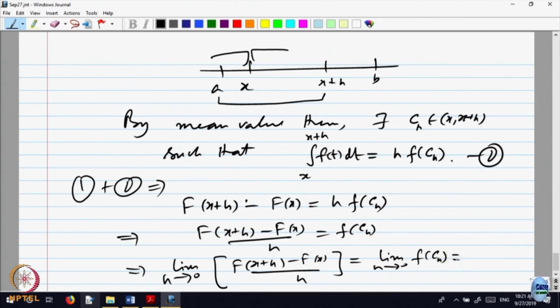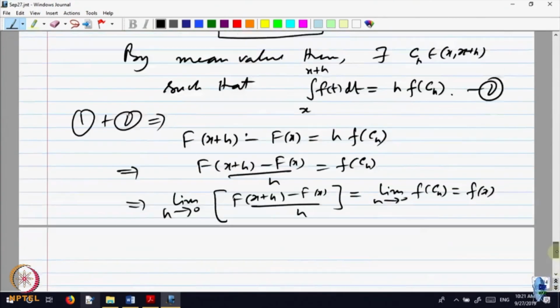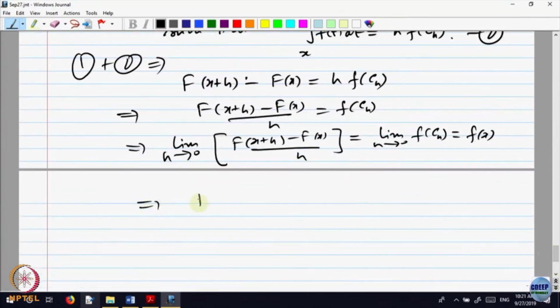And what is that equal to? c_h is a point between the interval x to x plus h. As h goes to 0, c_h will go to x, right. So f of c_h must go to f of x by continuity of the function f. So that is equal to f of x because of the continuity of the function f. So that proves, so implies, f dash of x exists and f dash of x is equal to f of x.